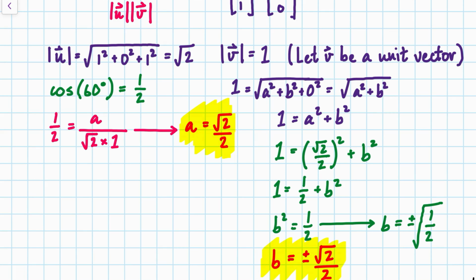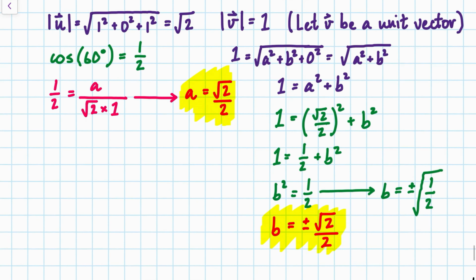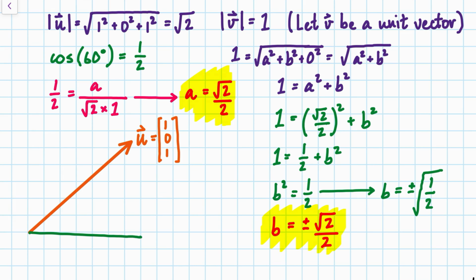Now, you might wonder, guys, why I could make the vector v a unit vector. I'll just explain it intuitively down here. To start with, we were given a vector u, which was equal to (1, 0, 1). We're also given an unknown vector v, which was equal to (a, b, 0).